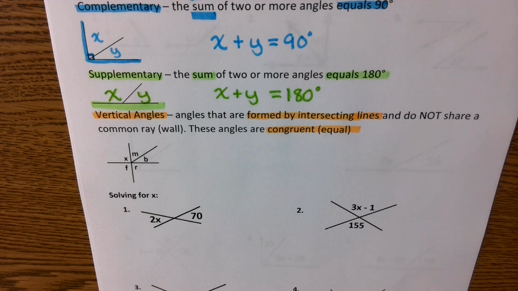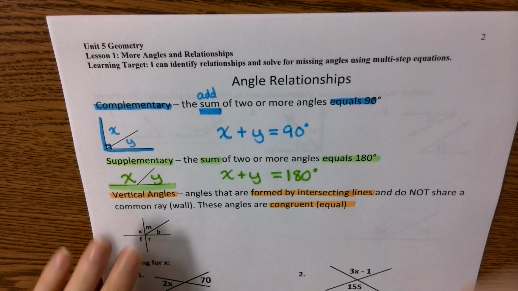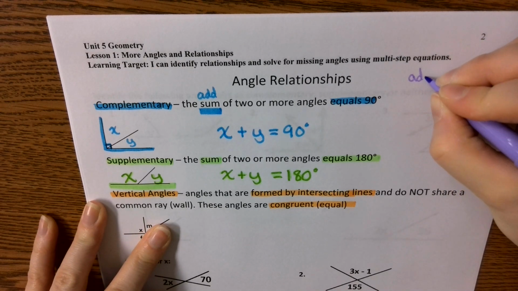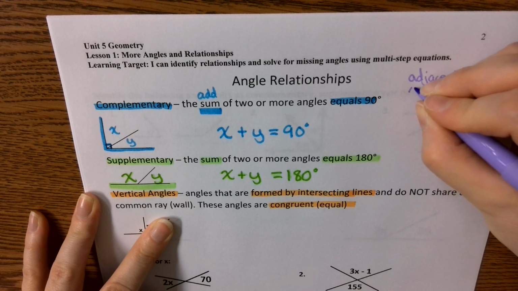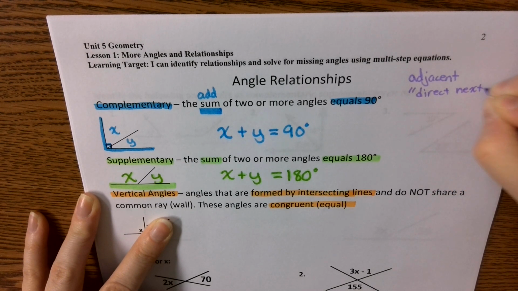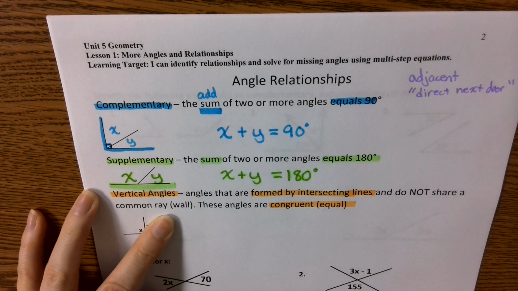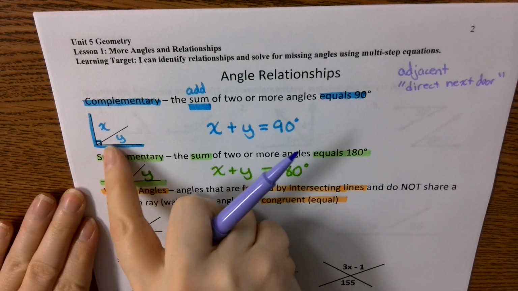We call that adjacent. So I want you to write that down up at the top. Adjacent means that they are going to be directly next door to each other. They do not have an angle requirement, like a measurement requirement. They just share a common ray.